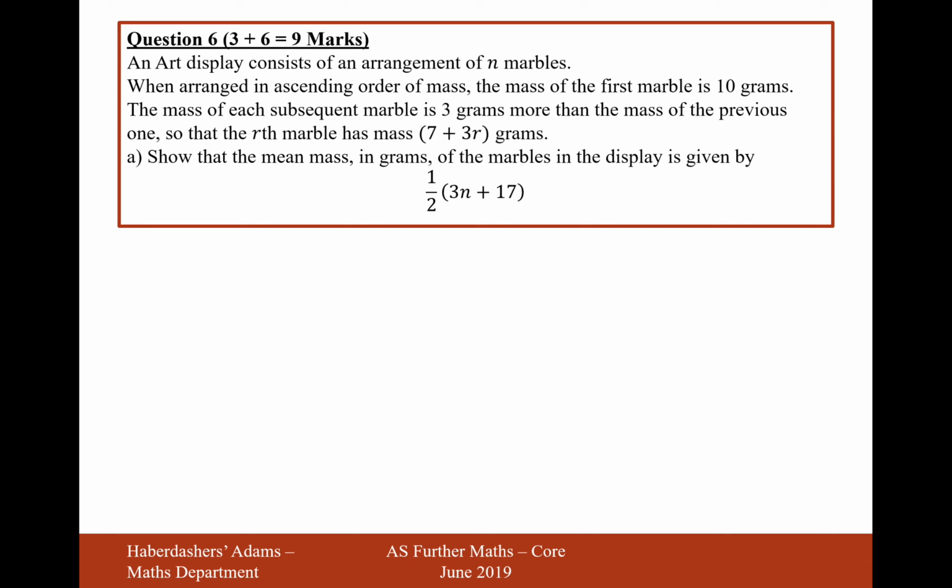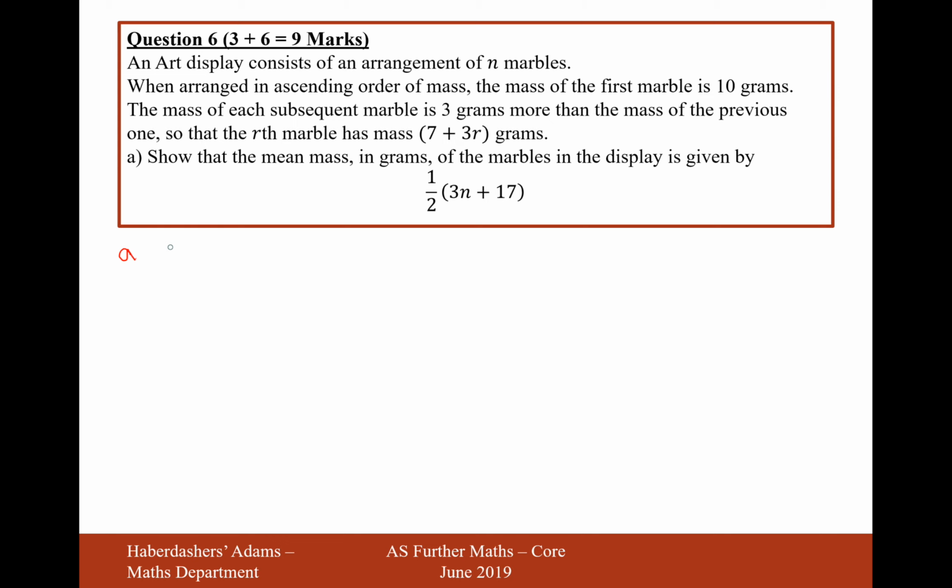An art display consists of an arrangement of n marbles. When arranged in ascending order of mass, the mass of the first marble is 10 grams. The mass of each subsequent marble is 3 grams more than the mass of the previous one, so the rth marble has a mass of 7 plus 3r grams. Show that the mean mass in grams of the marbles in the display is given by this expression here.